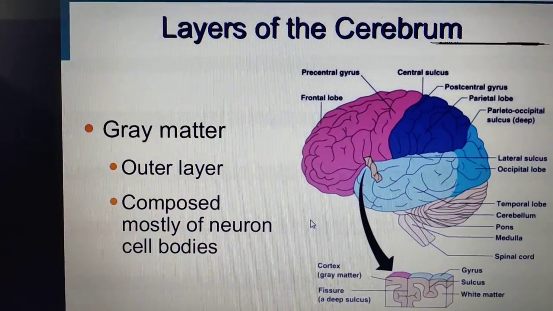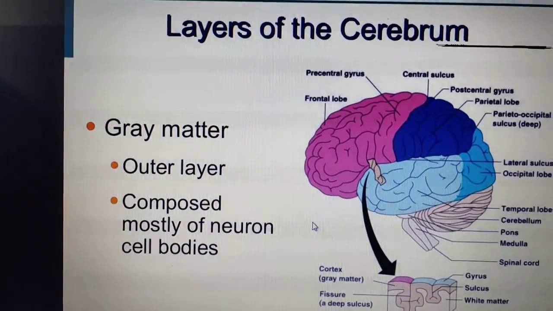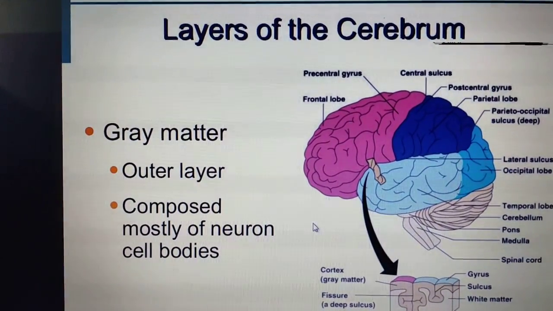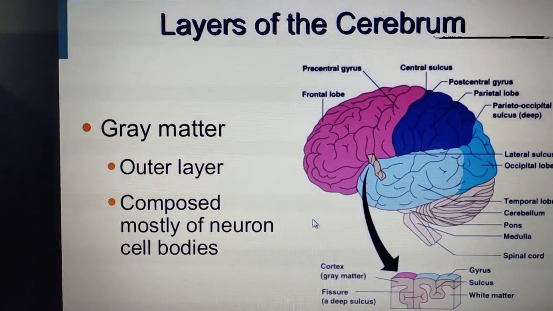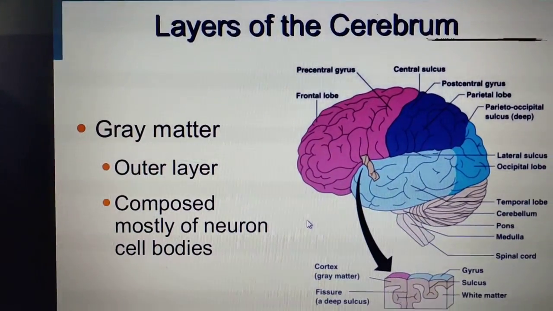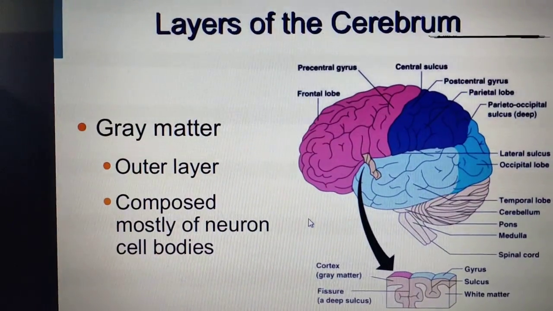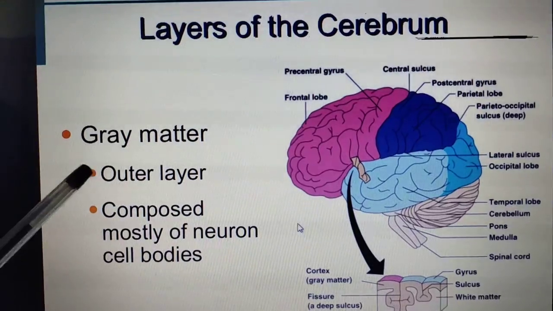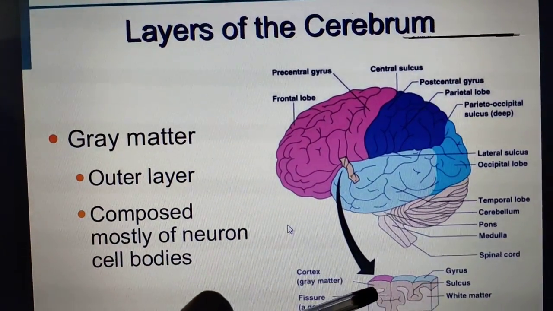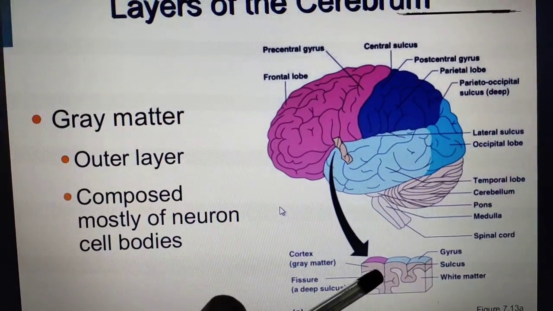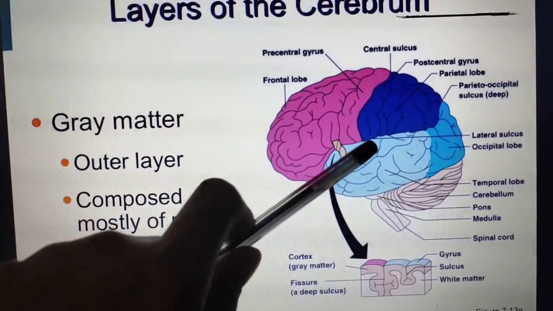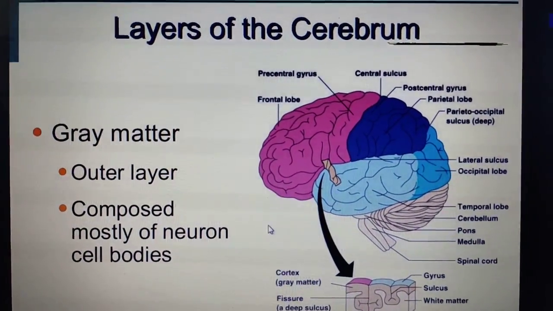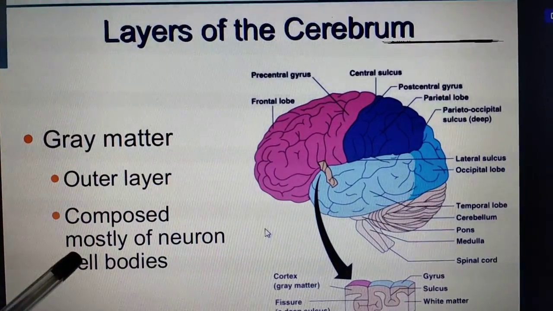Now we'll see what the layers of the cerebrum are. The cerebrum consists of two parts, that is gray matter and white matter. Tell me what the layers are? Two layers, gray matter and white matter. The gray matter is the outer layer, which has a gray color, that we call the gray matter. The outer part of the brain consists of the gray matter. Clear? It is composed mostly of neuron cell bodies.